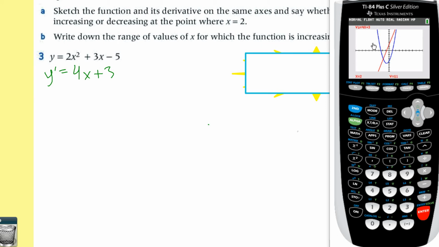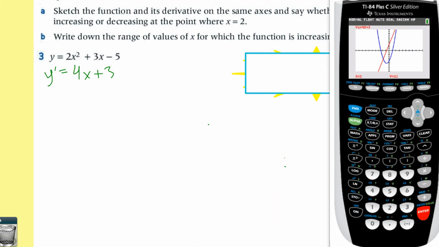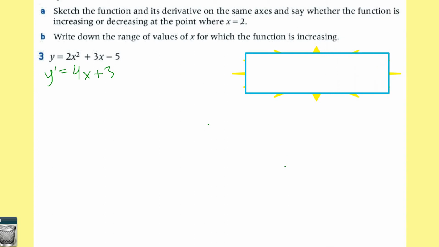Don't put it into the original graph, okay? So is it increasing? Well, on the blue graph, on anything on that right side, so at 2, yeah, it's increasing. So my slope should be positive, which makes sense for it to be 11. So it is increasing at the point where x equals 2. Okay, and we want to write down the range of values of x for which the function is increasing.